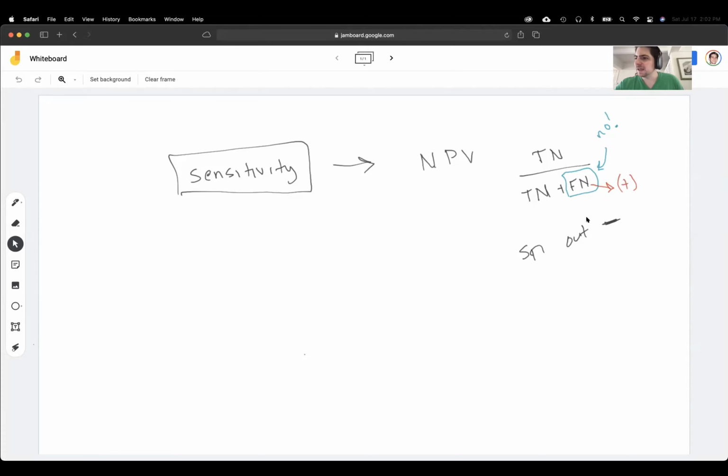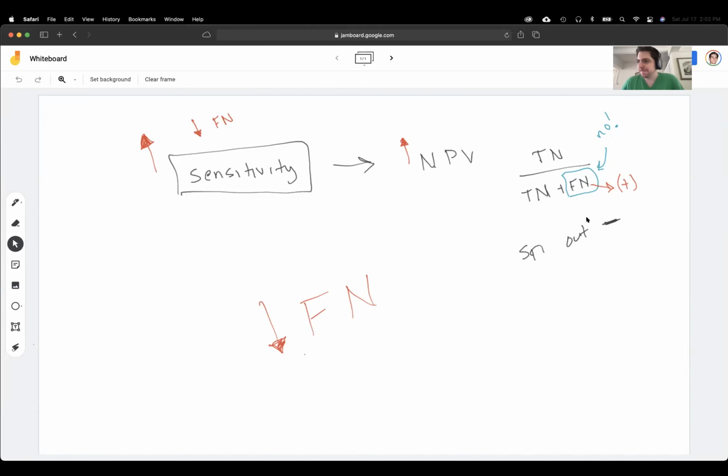So the whole point is, by increasing your sensitivity, you're decreasing your false negative rate. You're decreasing the chance that somebody's going to walk out of your office with a negative result when they have COVID, correct? So a highly sensitive test correlates to a high negative predictive value simply because we're looking at decreasing our false negative rate. Does that make sense? Yes, no? Yes, thank you. Yeah, I see it there in the math. Yeah, I got it.